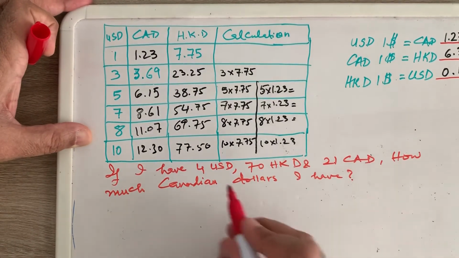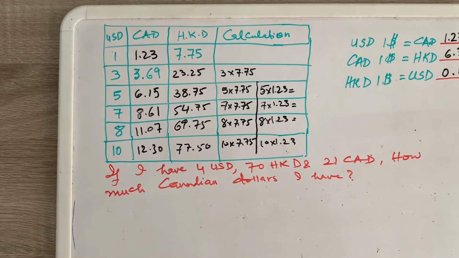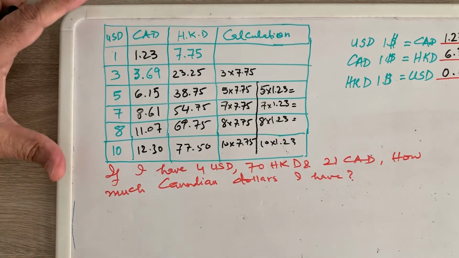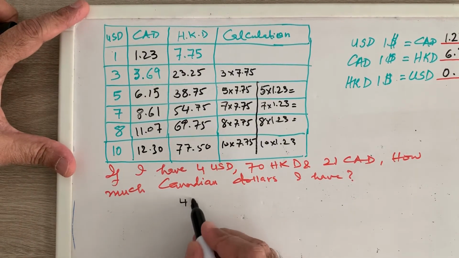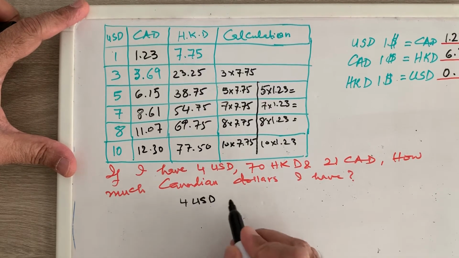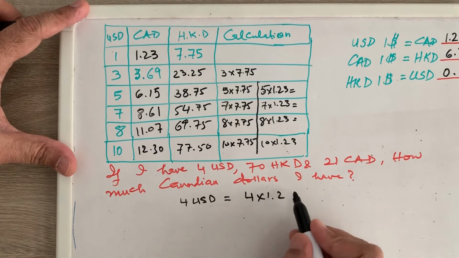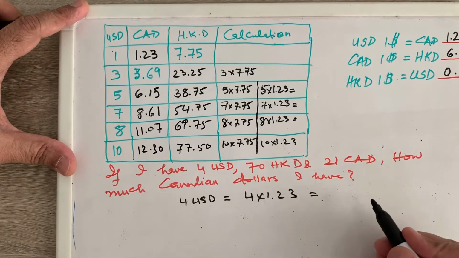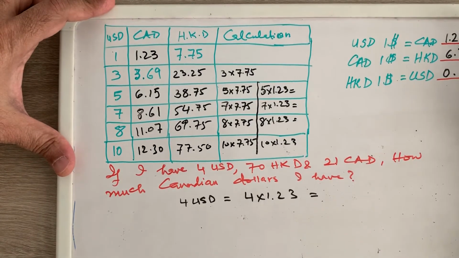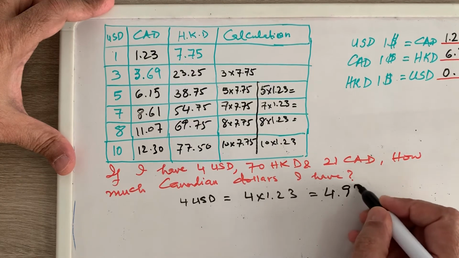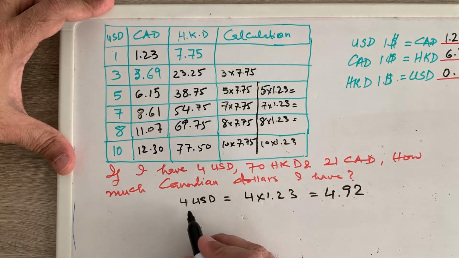That means we have to convert 4 USD and 70 HKD into Canadian dollars, right? And we have the conversion factors now, so what we can do is 4 USD will be equal to 4 times 1.23, because this is the conversion factor to get Canadian dollars, right? This is my conversion factor to get Canadian dollars. So this comes out to be 4.92, right?